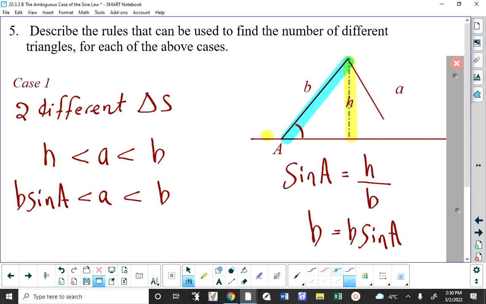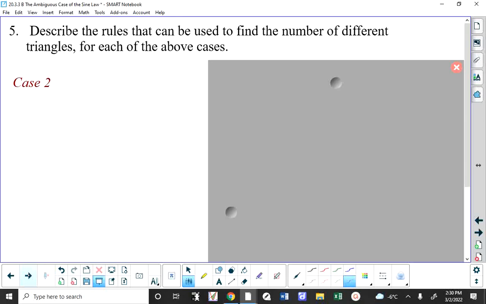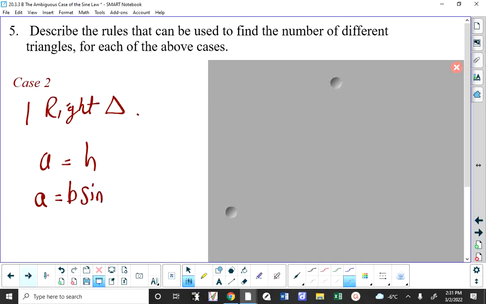Case 2, it doesn't matter the order I label these in. Let's go, case 2 is one right triangle. This is probably the simplest one to describe. If that's the case, A must be equal to the height. Or, since the height is B sine theta, A has to equal B sine theta, or B sine A.